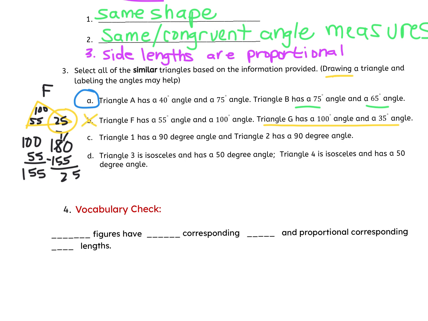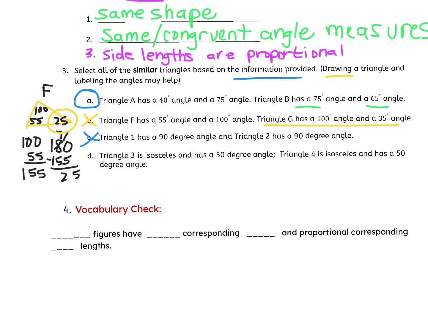Moving on to letter C, triangle 1 has a 90-degree angle and triangle 2 has a 90-degree angle. So I'm thinking here that these could be similar, but based on the information provided, we need to know one more angle. So I don't know for certain that those would be similar. I would need another angle, since I need to know that all three angles are congruent.